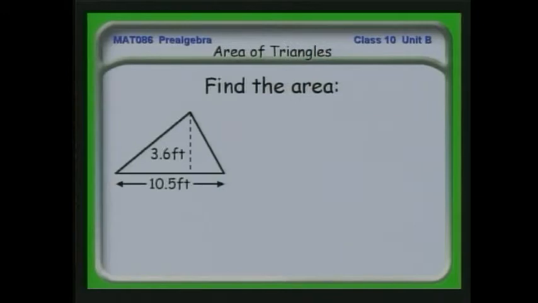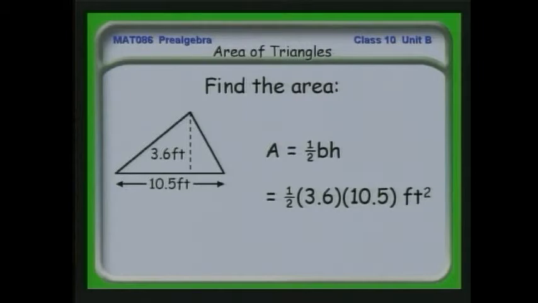Going back now to finding the area, it's 1/2 the base times the height. We put that in, and we have to remember now we're multiplying feet times feet, getting feet squared. We always have to express area in square measure, and the result is the area is 18.9 square feet.